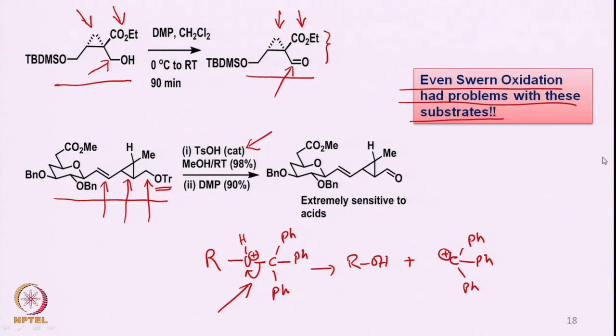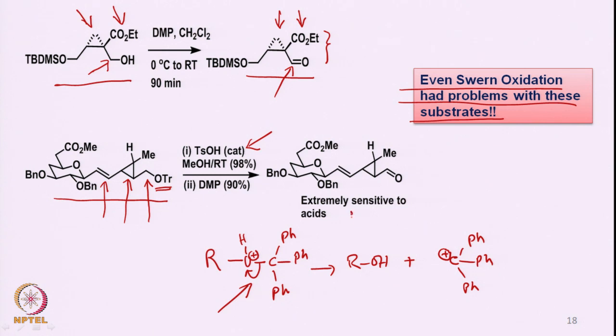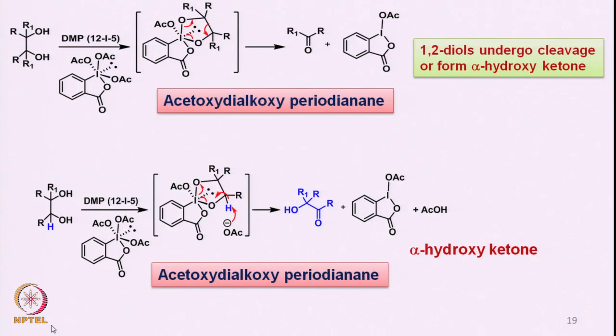This is an extremely sensitive substrate for acids. This can easily get protonated and this bond can open in many ways, and therefore this is a very important substrate which clearly indicates that DMP is very useful for this kind of oxidation involving acid sensitive substrates.